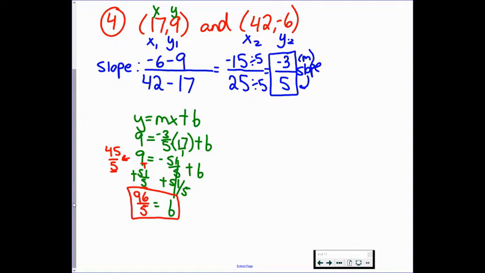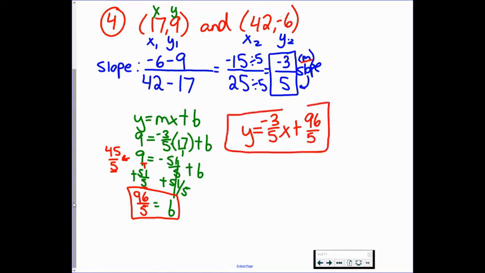Since we know b and we know m, we can write our equation. m is -3/5 x, and b was the positive 96/5 that we found earlier. That's the equation of that line in slope-intercept form.